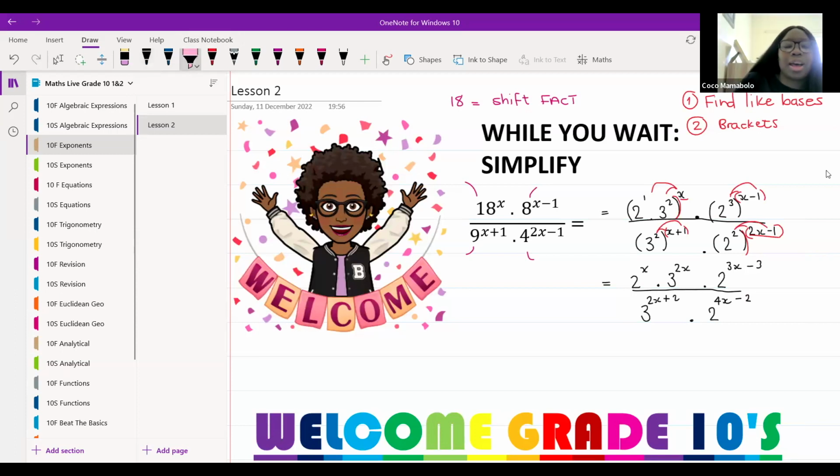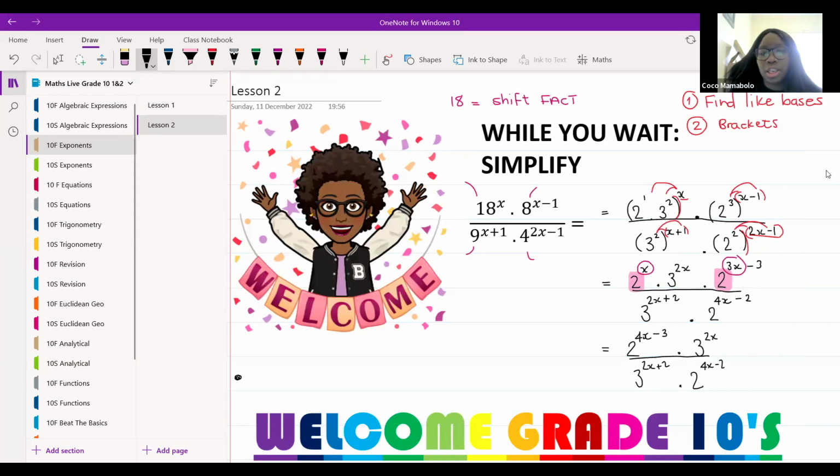All right, now I can see over here on the top that I've got two like bases being multiplied. So I'm actually going to keep my base and add the exponents. So 2 and 2, I'm going to keep my base of 2, and then I'm going to add my exponents. x plus 3x will give me 4x. And then there's a minus 3 that needs to come with us. And then at the top, I've still got times 3 to the power of 2x. All of this is over 3 to the power of 2x plus 2 multiplied by 2 to the power of 4x minus 2. All right, I'm going to continue over here, guys.